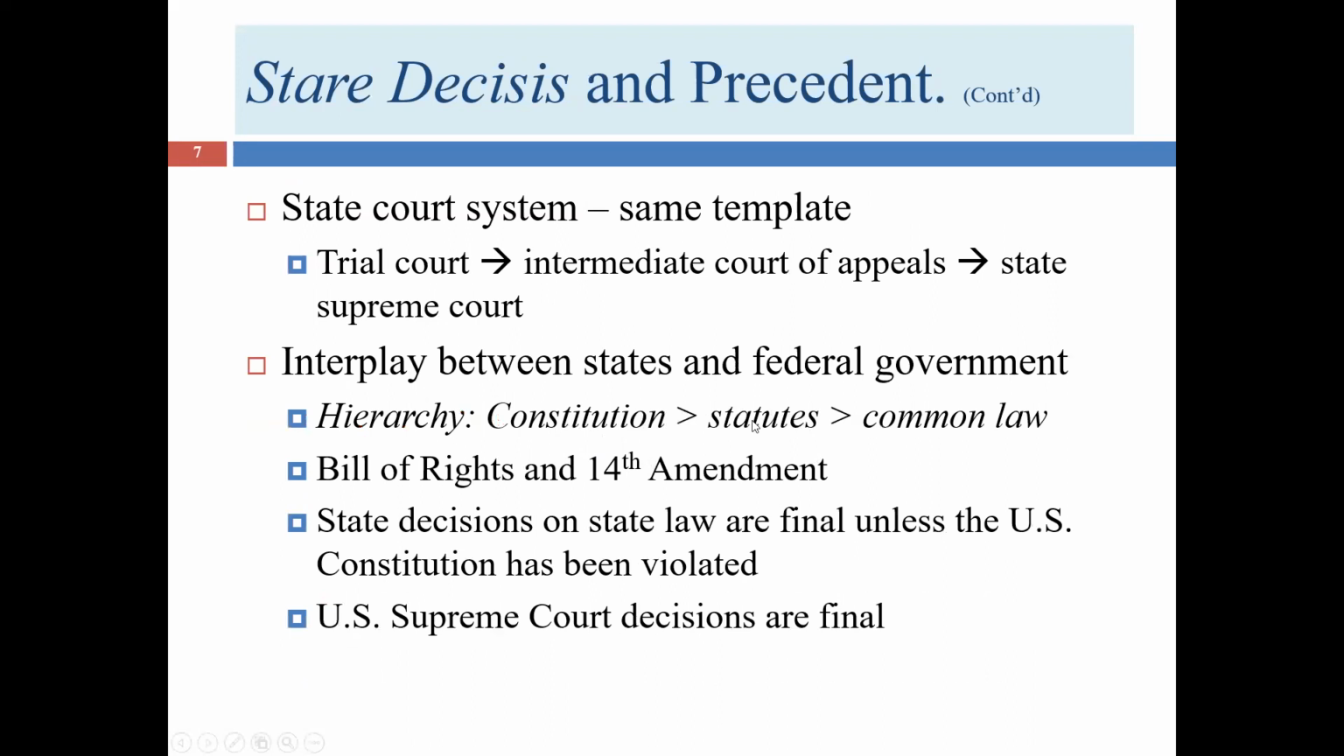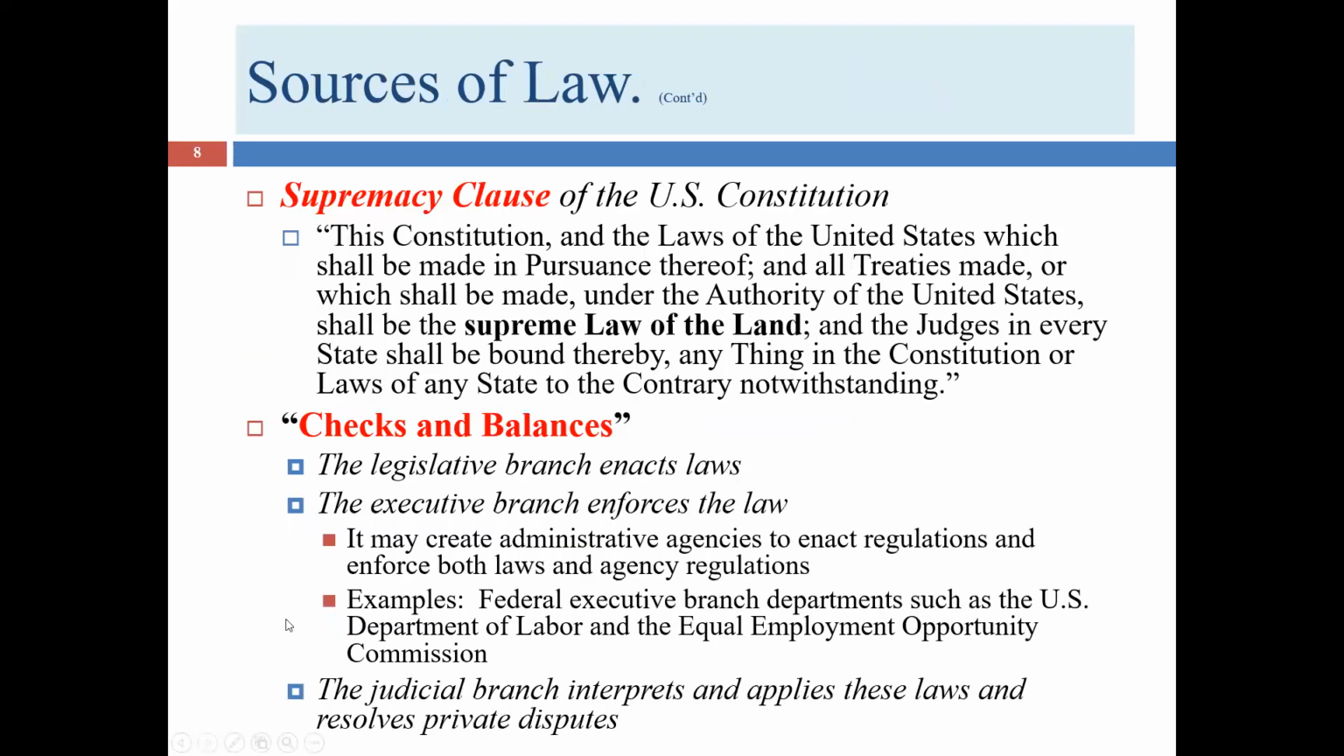So if we have a federal statute and a state statute that conflict, the federal statute controls. If we have a federal court and a state court talking about a federal law issue, then that federal court trumps the state court. If we have a provision in a federal constitution that conflicts with a state constitution, then the federal constitution controls. So it's helpful to keep that ordering in mind, and we find that in the Supremacy Clause of the Constitution.